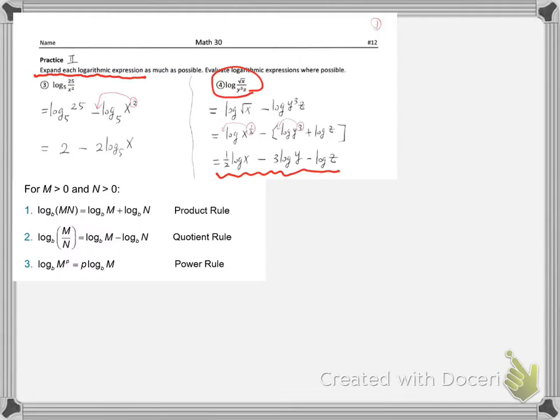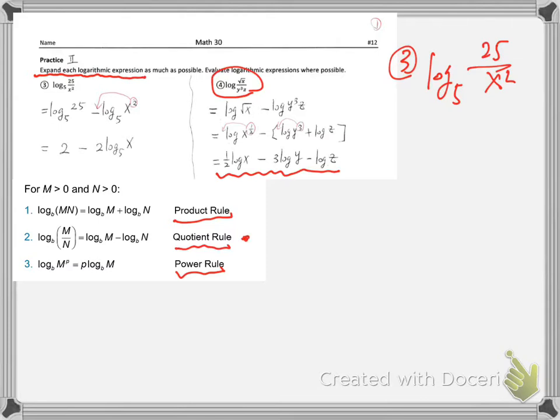We have a product rule, a quotient rule, and a power rule. So in the beginning of number 3 and number 4, these two questions, we use the quotient rule. Okay, quotient rule. So number 3, log base 5 of 25 over x squared. So it's a quotient. So we use the quotient rule, the second rule here.